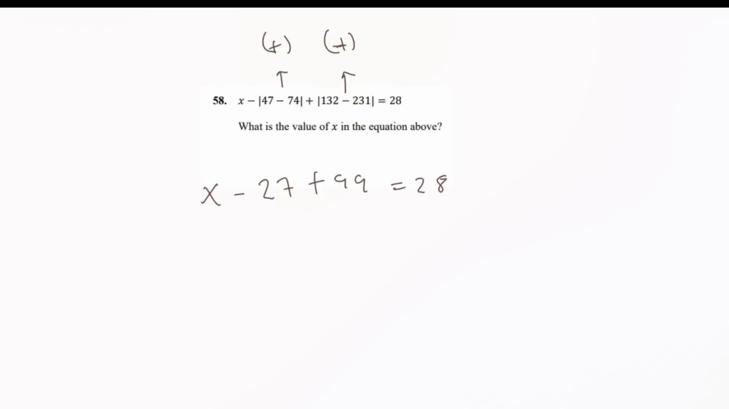The next step would be to isolate my x. So x is going to be equal to 28 plus 27, because we're moving to the other side, and then minus 99. And that should give you your answer. So 28 plus 27 minus 99 is equal to negative 44. So therefore, the value of x in this equation is negative 44. And that's all solving this problem.